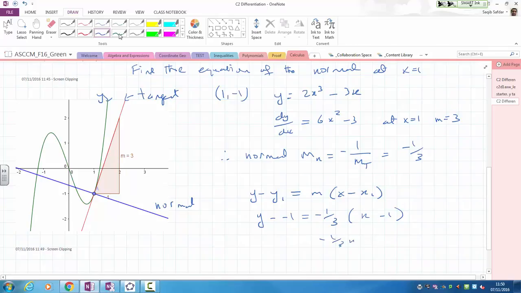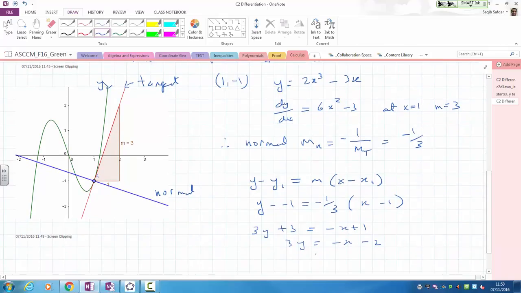Now, over here, one of the things you can do, to avoid playing around with fractions, is simply multiply both sides by 3. So we'll end up with 3y, that's plus 1, so it must be plus 3, equals minus x plus 1. And so 3y equals minus x, 1 take away 3 is minus 2.